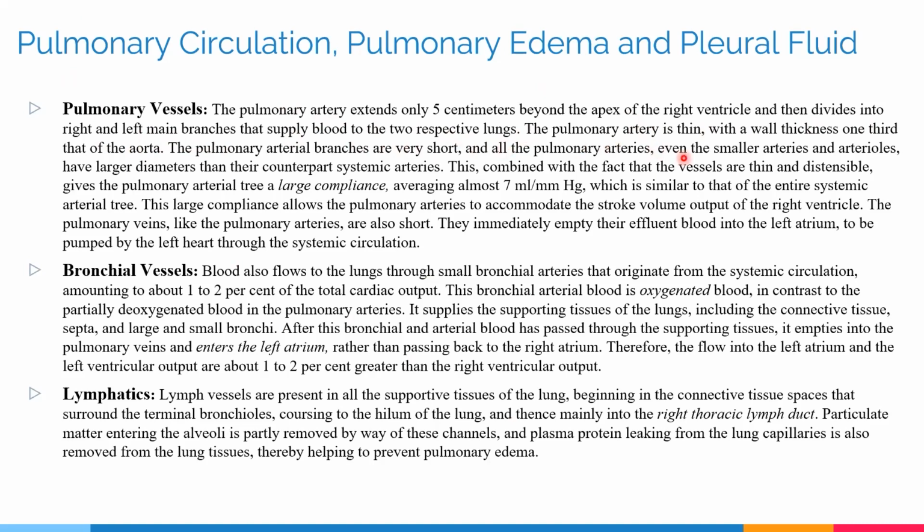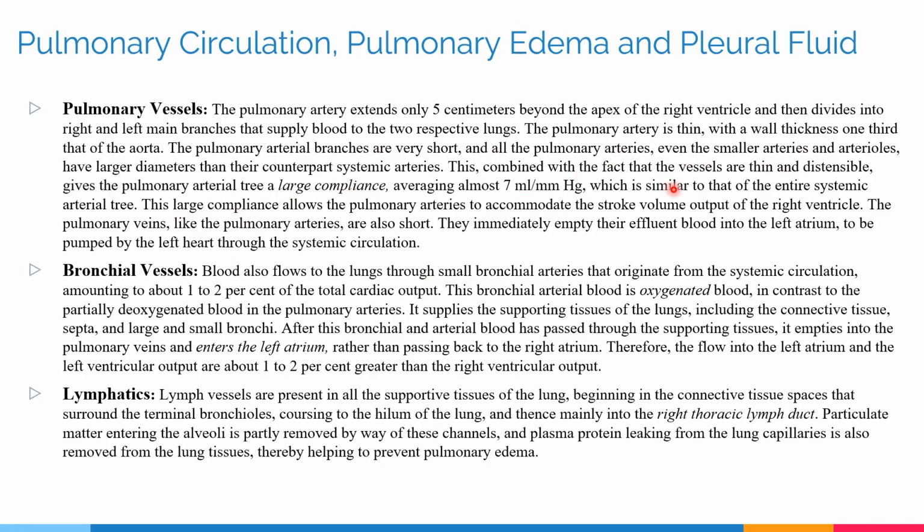The pulmonary artery is thin, with a wall thickness one-third that of the aorta. The pulmonary arterial branches are very short, and all the pulmonary arteries, even the smaller arteries and arterioles, have larger diameter than their counterparts in the systemic arteries.